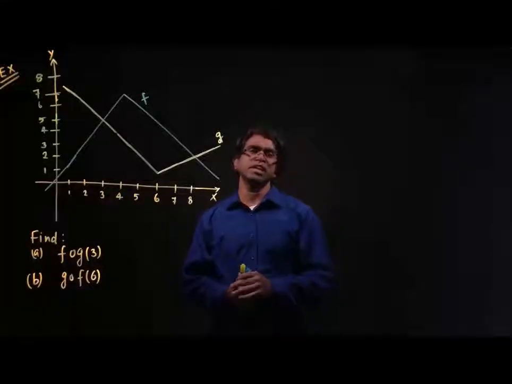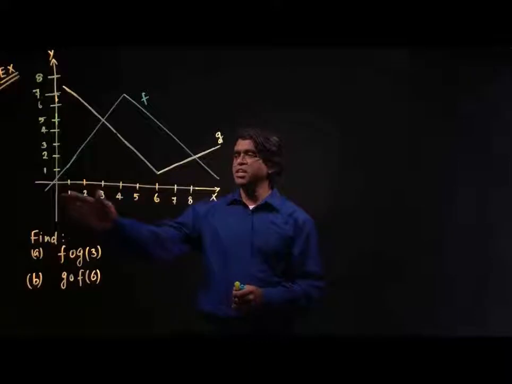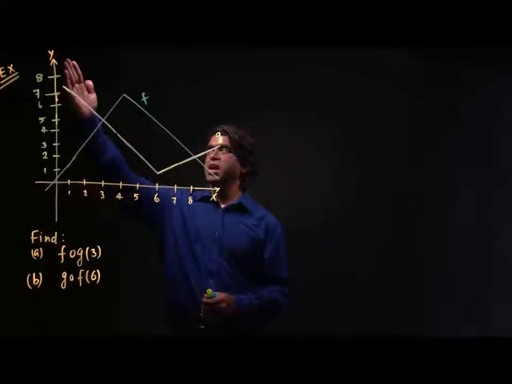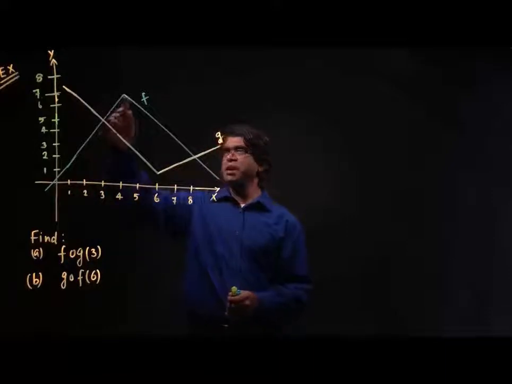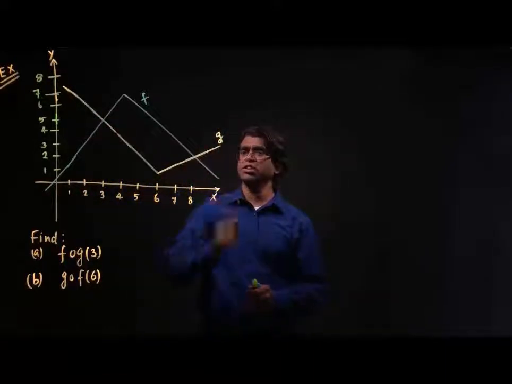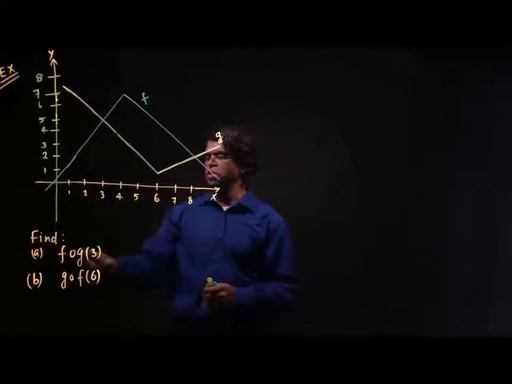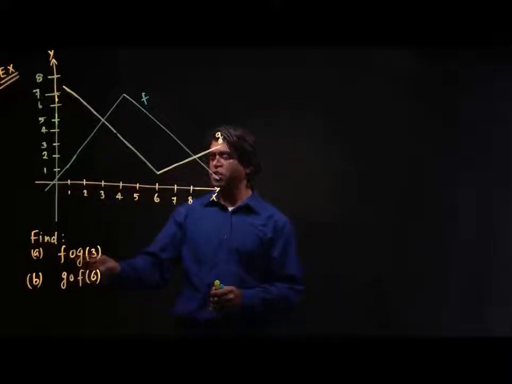Let's talk about an example of a composite function. As you can see, this is my x-axis and this is my y-axis. And this is my graph of function f and this is the graph of function g. What we need to do is find f of g of 3 and g of f of 6.